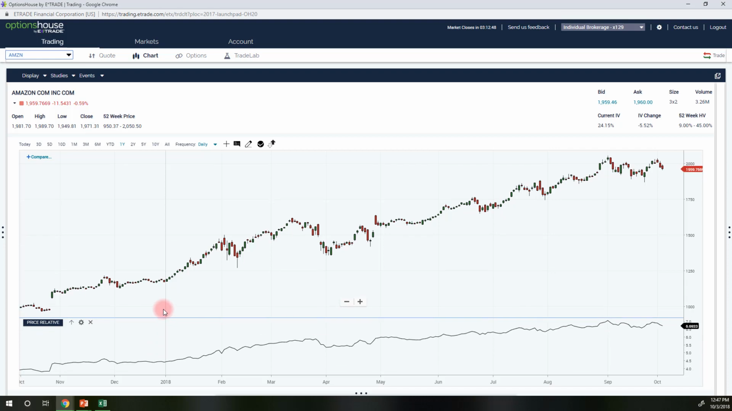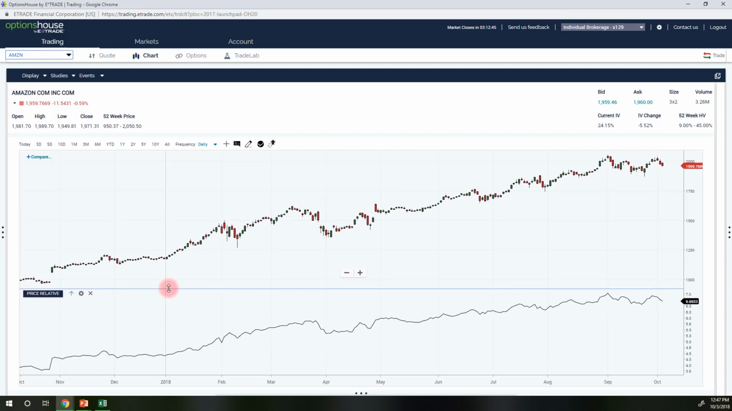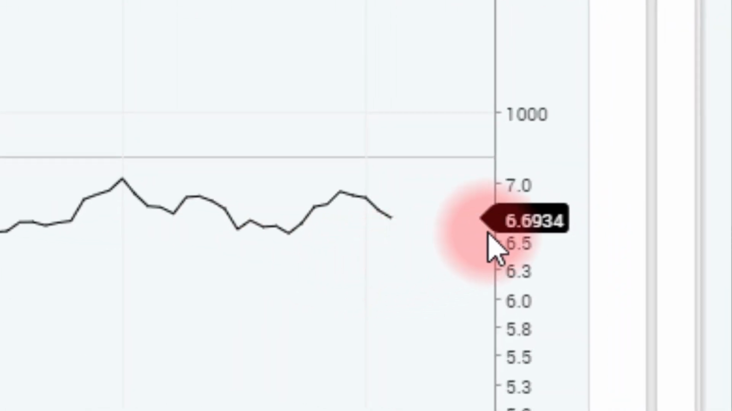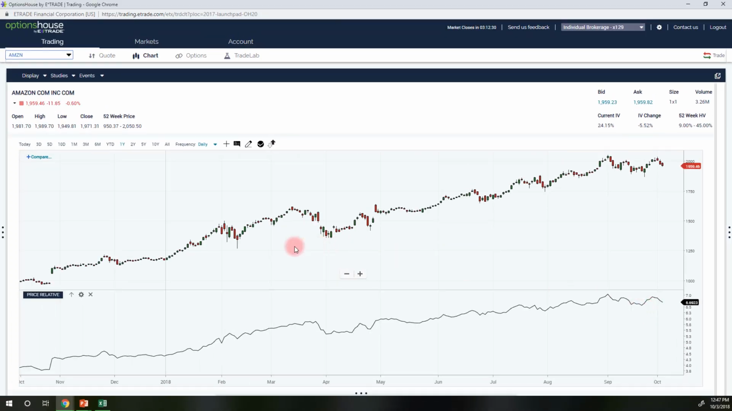Let's expand this so we can see it a little bit better. There we go. So now take a look at Amazon. You can see that the price relative over here right now is at about 6.7. Again, just meaning that Amazon's price is almost 7 times bigger than the value of the SPY. But take a look that the overall indicator has been rising quite strongly. What does this tell you? That Amazon overall, over the past year here, has been outperforming the markets.